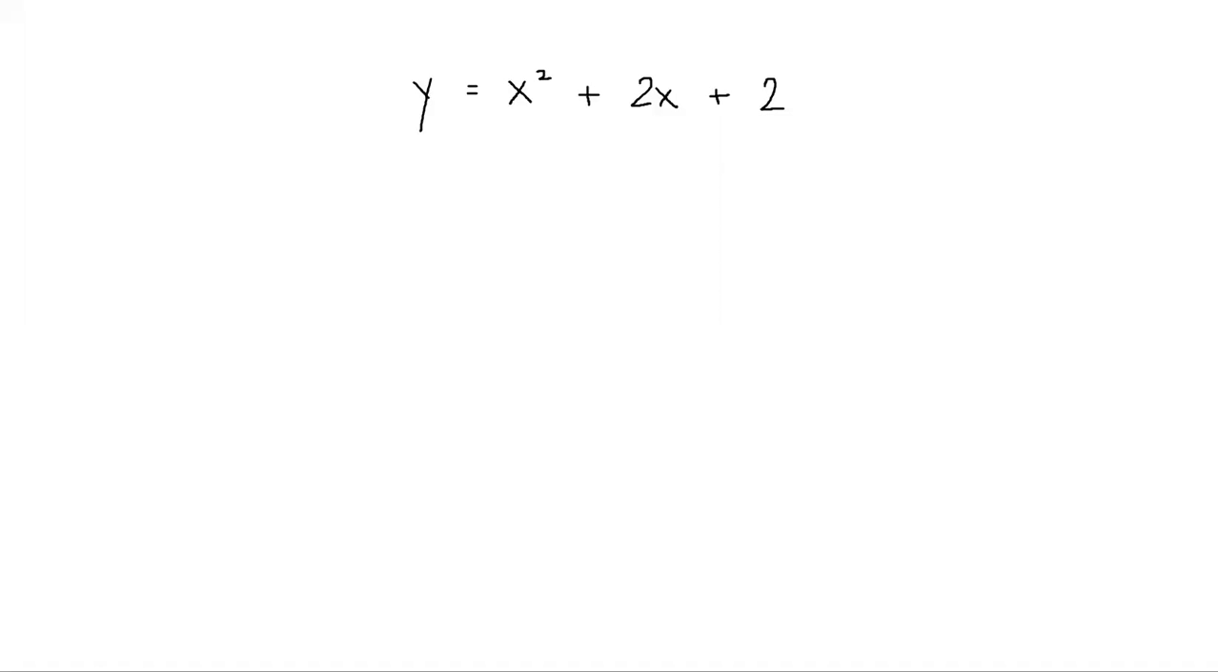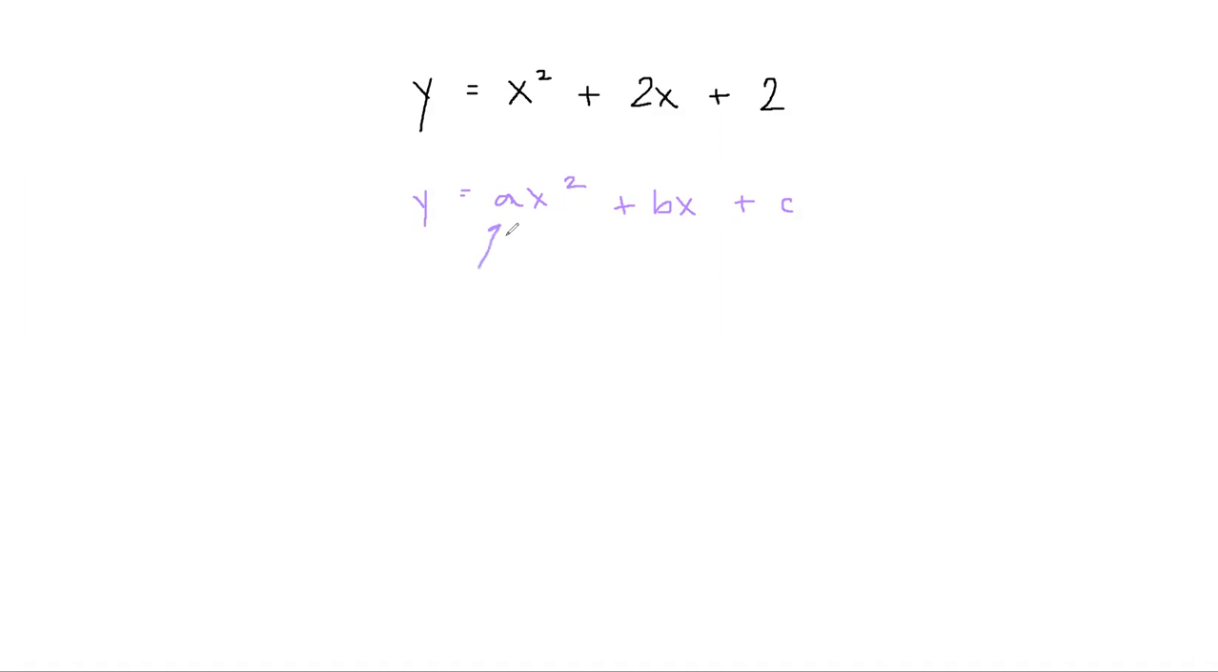Question 15 gives us the polynomial equation y equals x squared plus 2x plus 2, and we're asked to pick the graph that accurately depicts this equation. Recall that the standard form of a quadratic polynomial is typically written as y equals ax squared plus bx plus c, where a, b, and c tell us a variety of things about the graph.